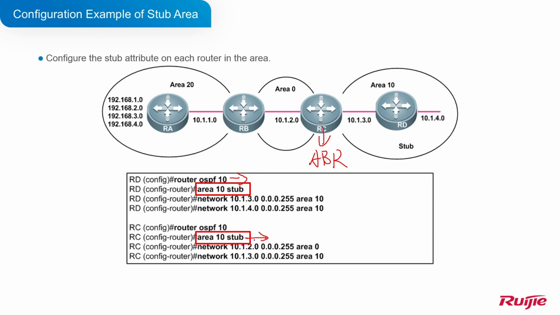So if we want to do this command on the RC device, the RC and RD can build the neighbor relationship successfully, so that the LSA information, the routing information, can transmit to RD. So here, please remember, if you want to set an area to become a stub area, the routers belonging to the stub area, you have to use the command area, then the area ID, and then stub, on every router belonging to the stub area. Okay, so this is the configuration example of a stub area.